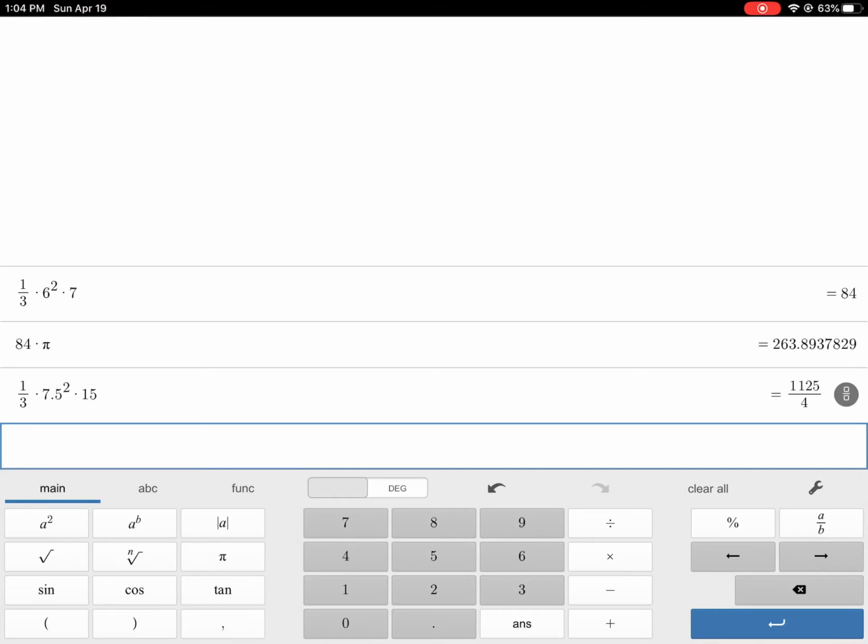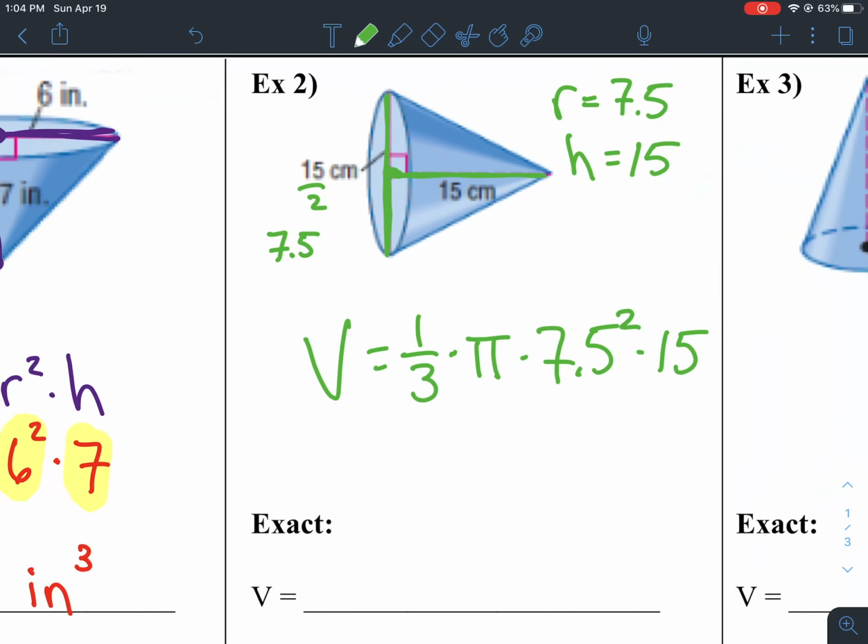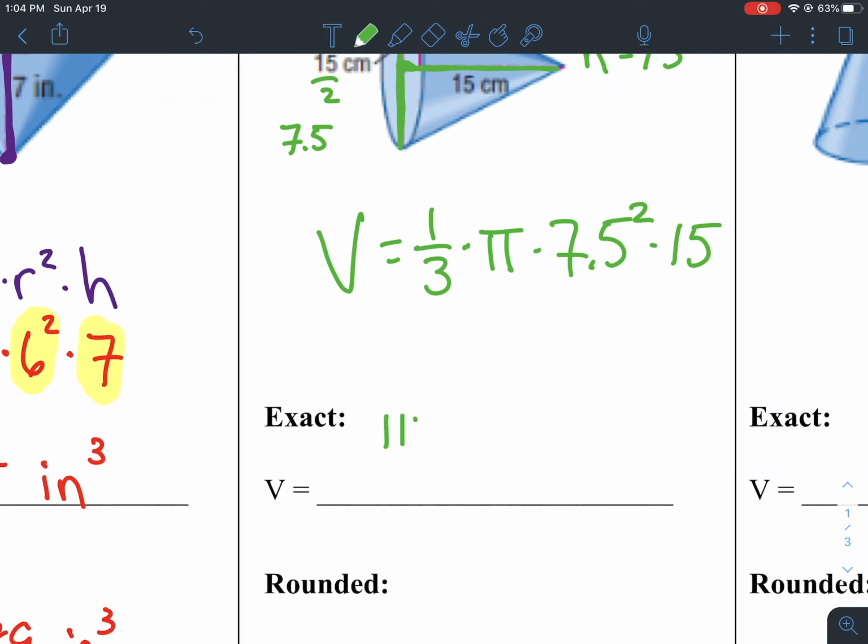If we wanted to, we could write this as 1125 over 4, and that's probably the better option to do because we don't want to have decimals in our exact answers. So this is how I'm going to write it. I'm going to write it as 1125 over 4 pi centimeters cubed.